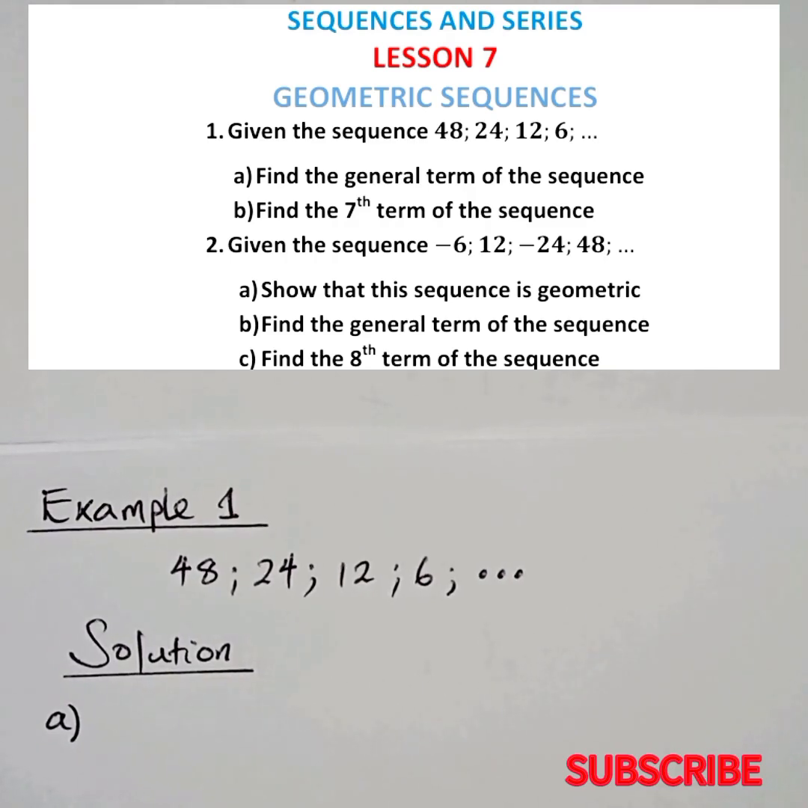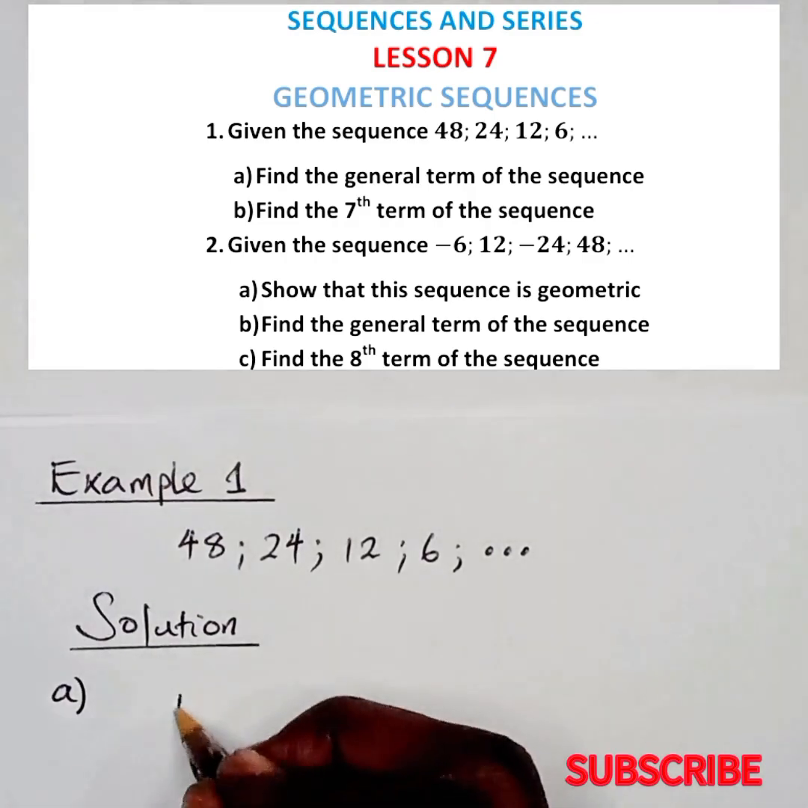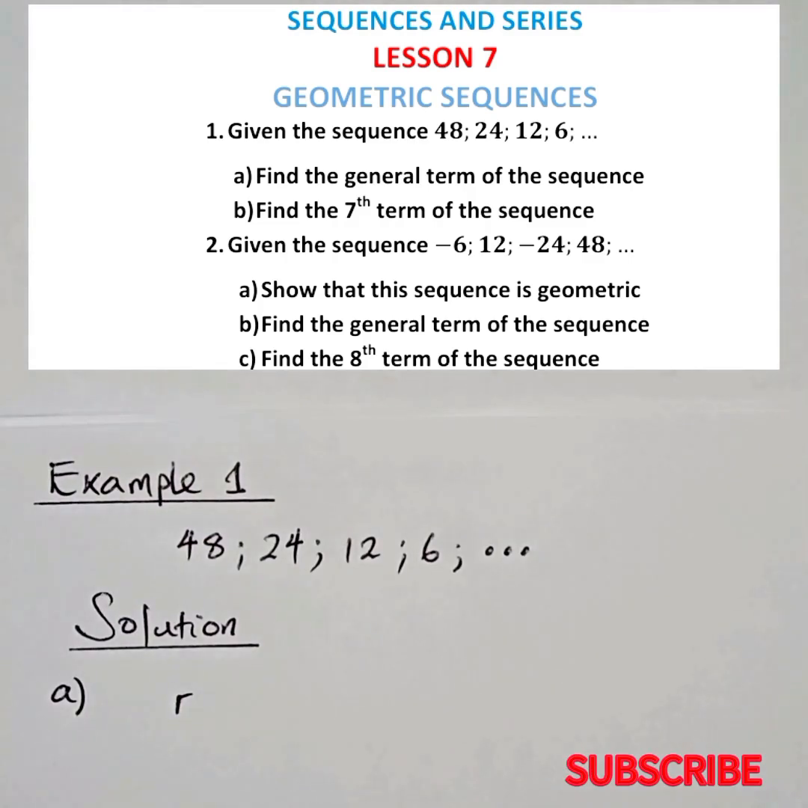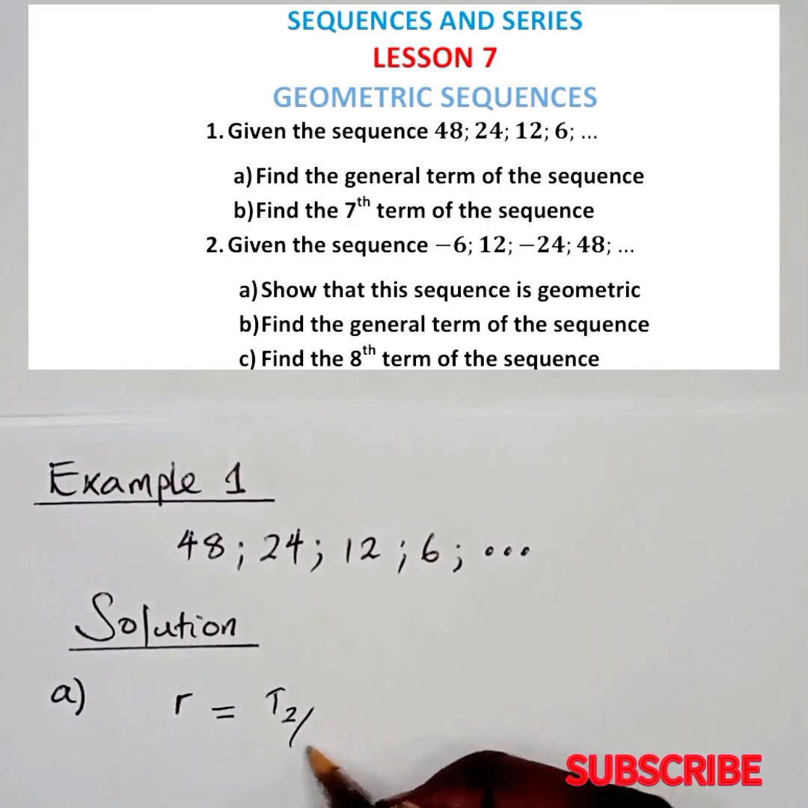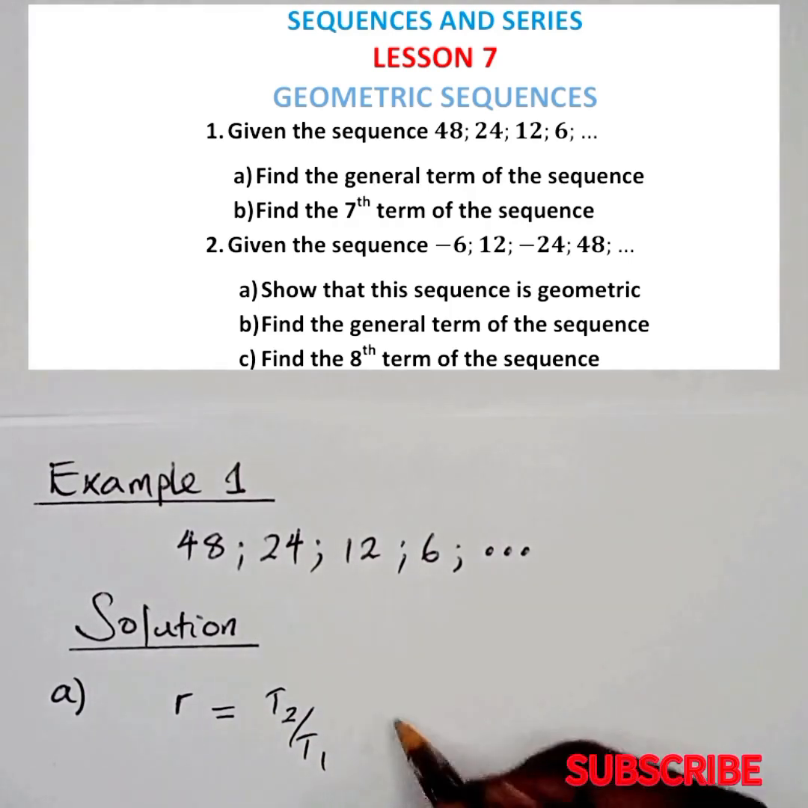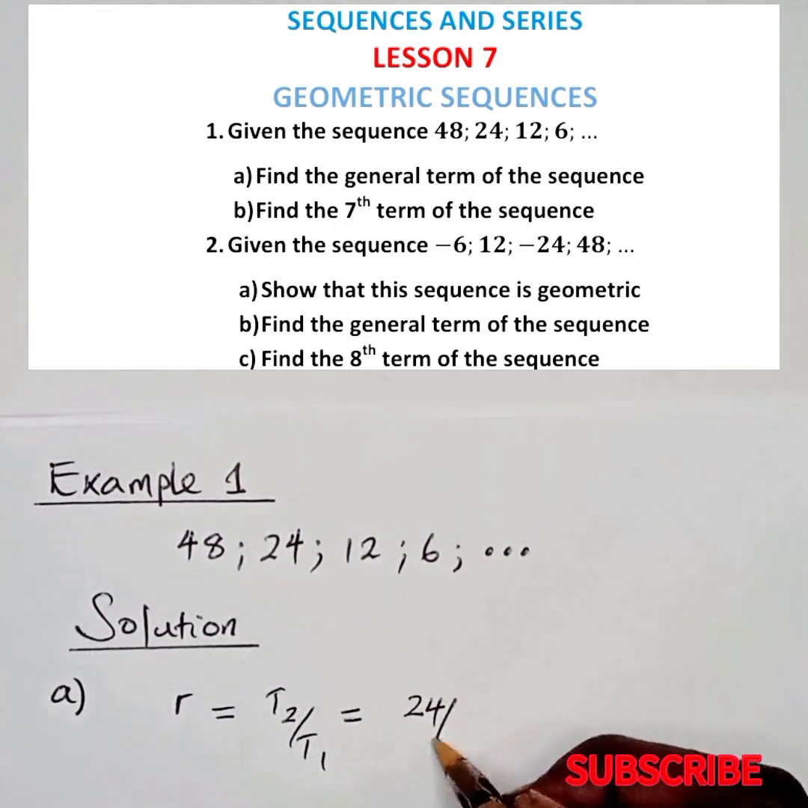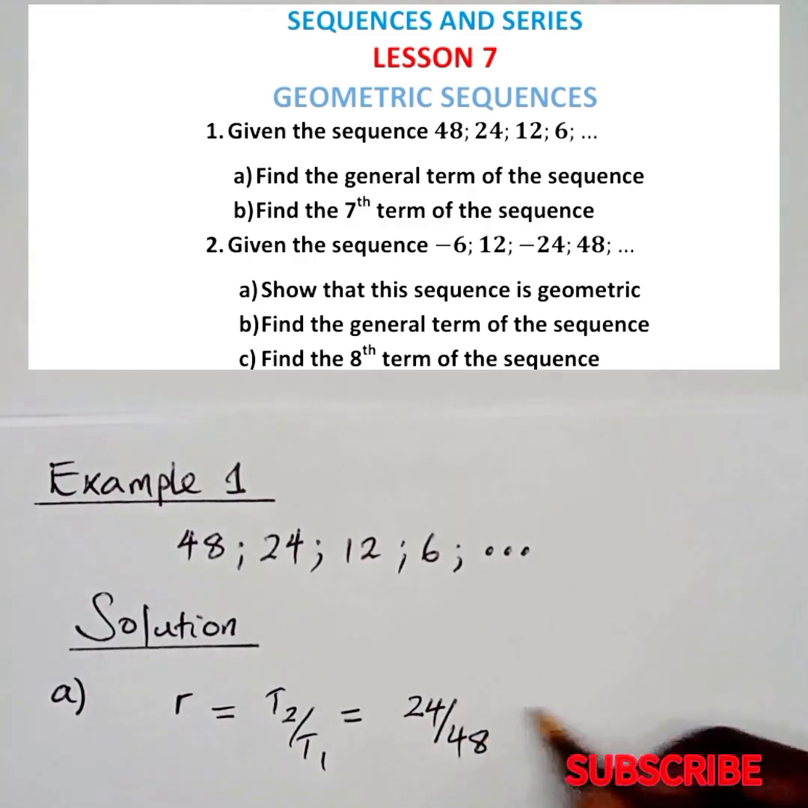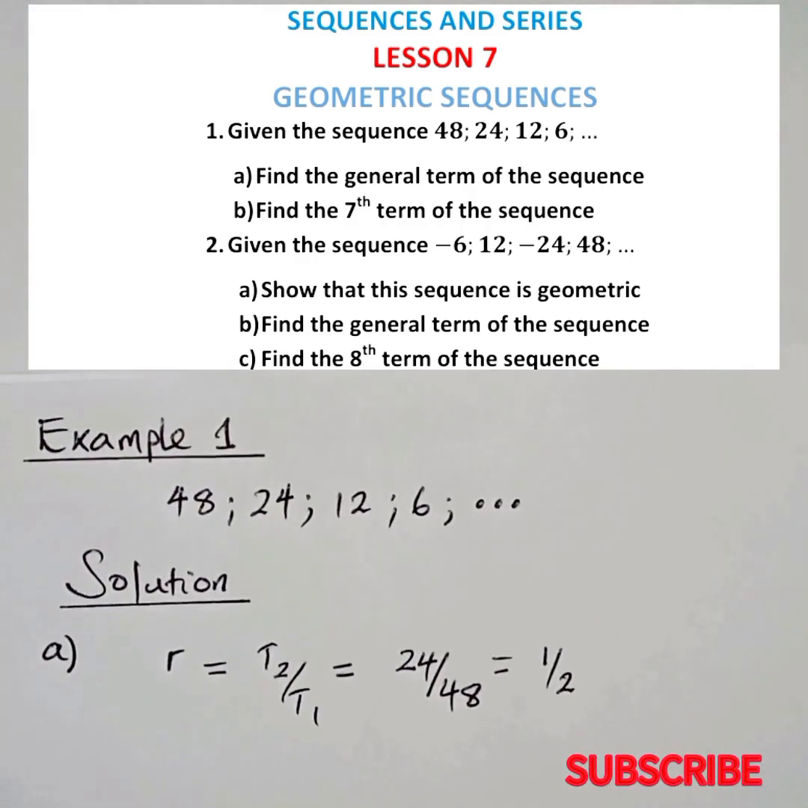All right. Now, let's begin by looking for the common ratio. Remember from the previous lesson, we said R is equal to T2 over T1. And in this case, we have 24 divided by 48. And that gives us 1 over 2. All right. So we have R is 1 over 2.